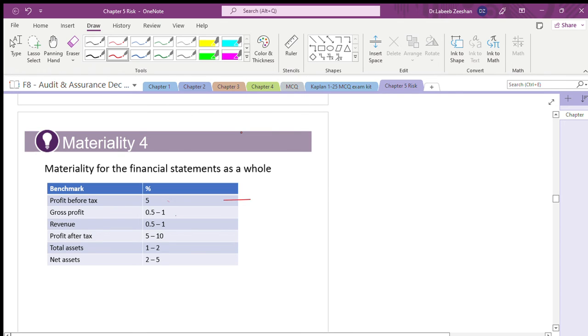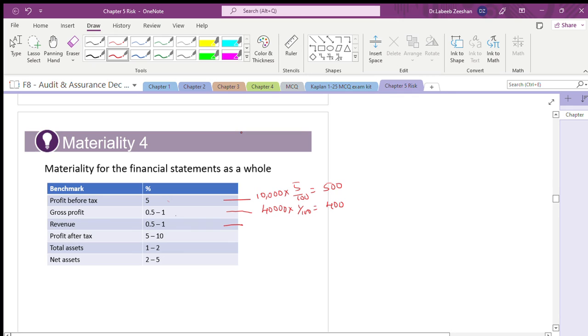Now that's what it says. If we take profit after tax as 10,000, 10,000 into 5 by 100 comes to 500. The gross profit amount will be more. Assume it is going to be 40,000. Take an example: 1 by 100, 1%, it comes to 400.